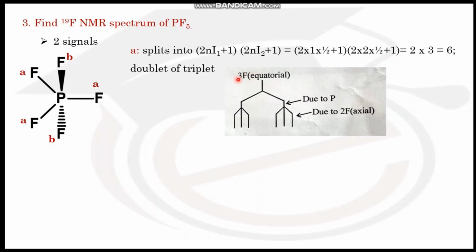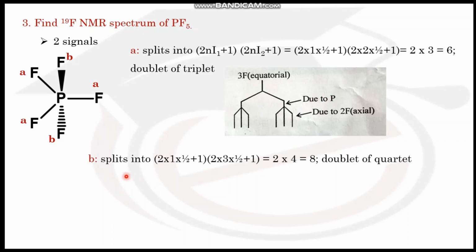Like this: equatorial fluorine will give 1 signal, and due to phosphorus it will split into 2. Then each one will split further into a triplet due to the other fluorines, that is the axial fluorines. Equatorial fluorine gives 1 signal, it splits into 2 due to phosphorus, and each signal splits into 3 due to axial fluorine. Then we can say it is a doublet of triplet.